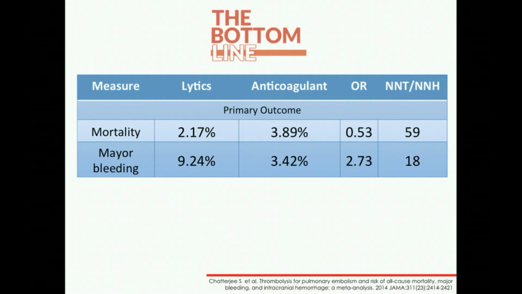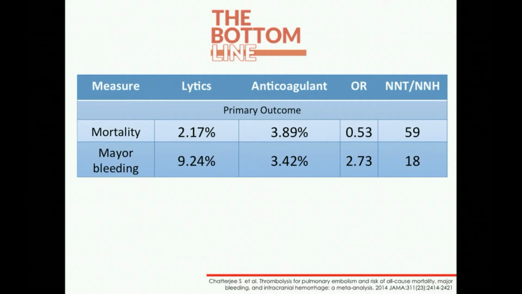And nowadays it's harder and harder to find interventions that have mortality benefit, and this one has an OR of 0.5 and a number needed to treat of 59. So I need to treat 59 submassive or massive PEs in general to save one. And when you see the primary adverse outcome, that's major bleeding, of course I'm giving a thrombolytic, so I expect people to bleed more. And the odds ratio is 2.73, and the number needed to harm is 18.